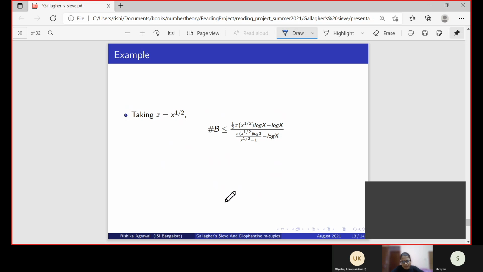Now, for people who know a bit about the prime counting function, okay, before talking about the prime counting function, we'll take z as root x.